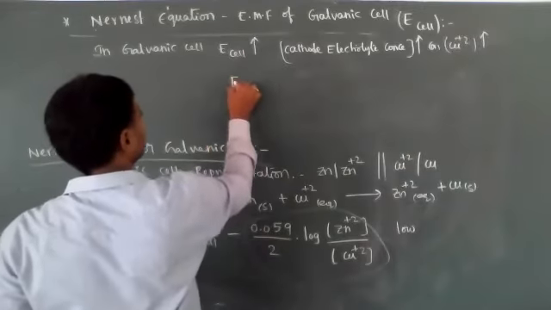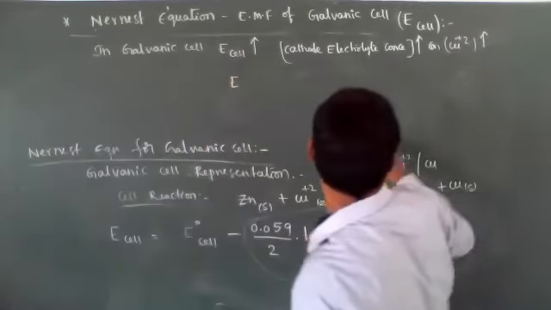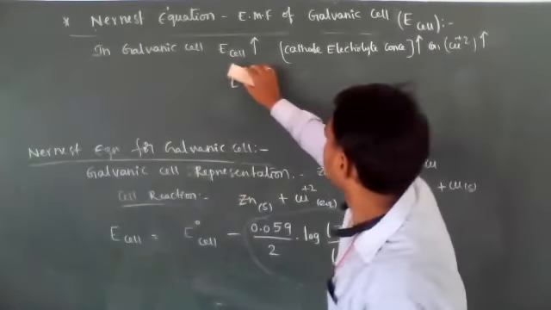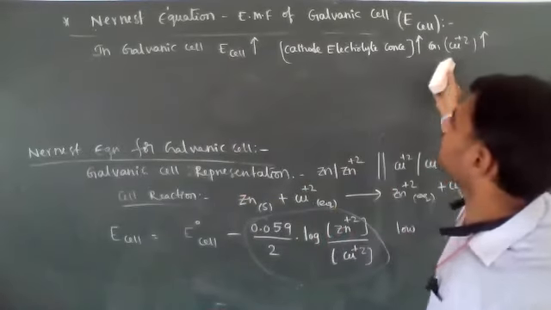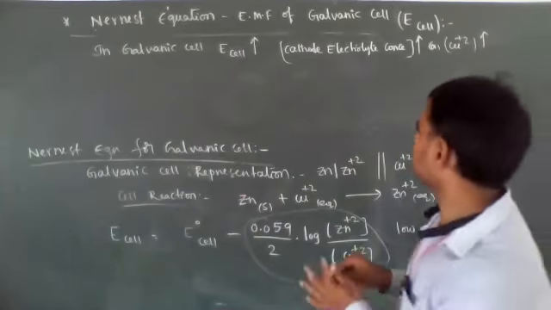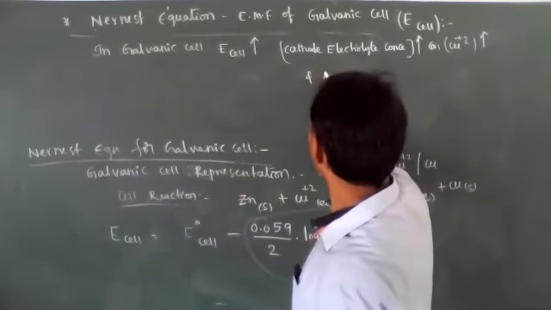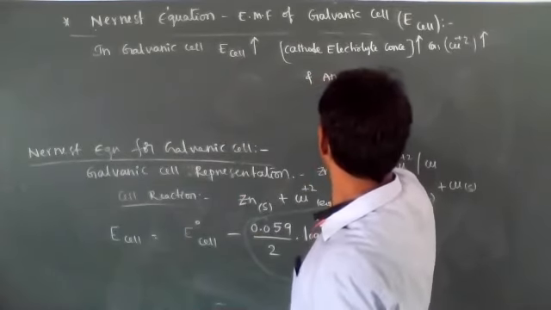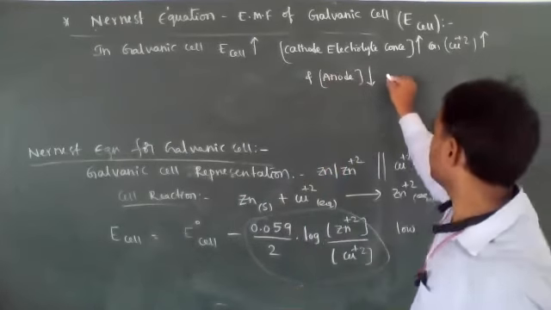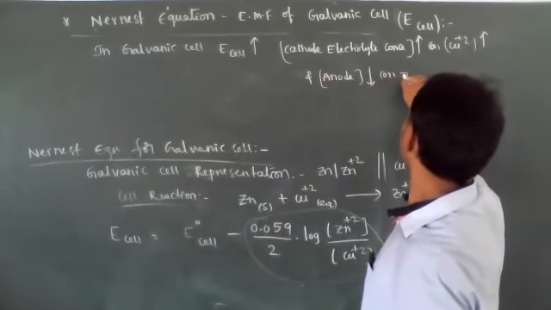The E cell value increases with increasing cathode electrolyte concentration and decreasing anode electrolyte concentration. Anode means what? Zn2+.